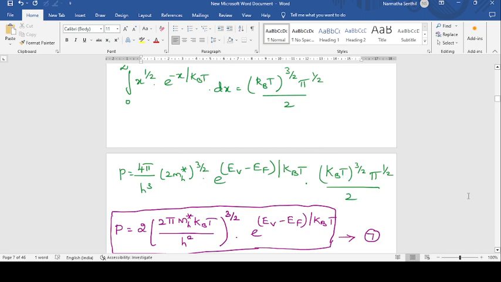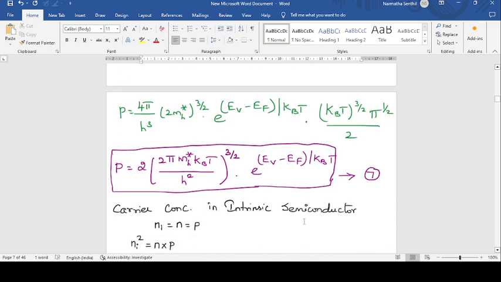Substituting this and solving the equation, we get 2 times (2π mh* kBT/h²)^(3/2) e^((EV−EF)/kBT).